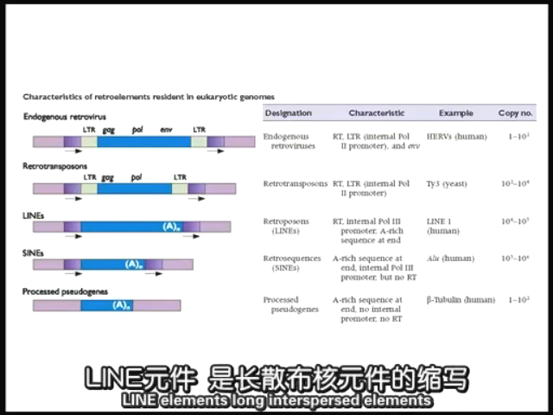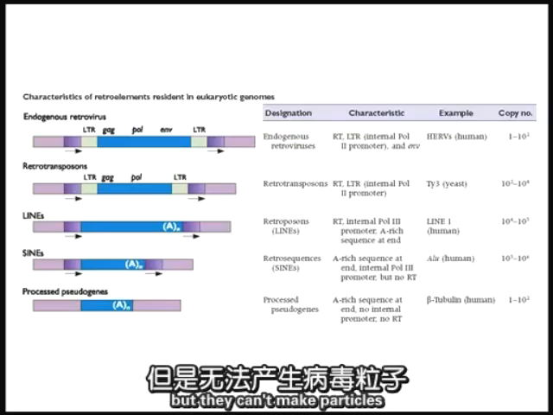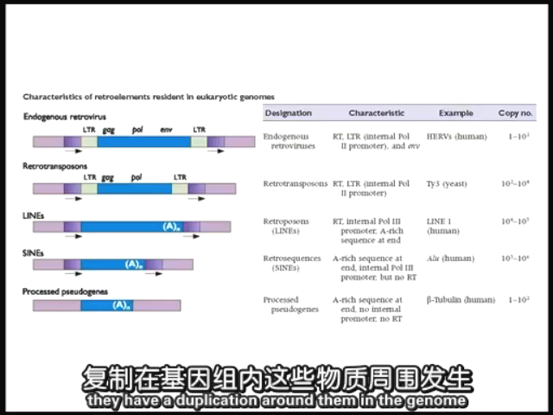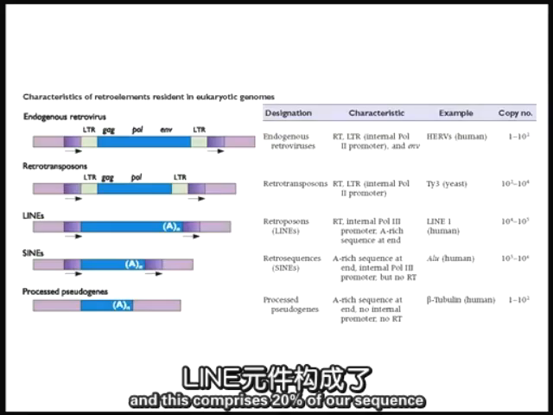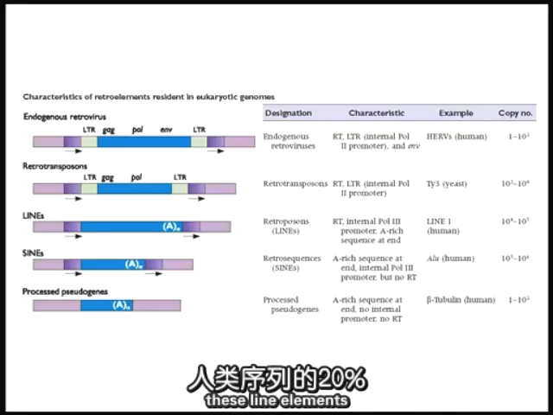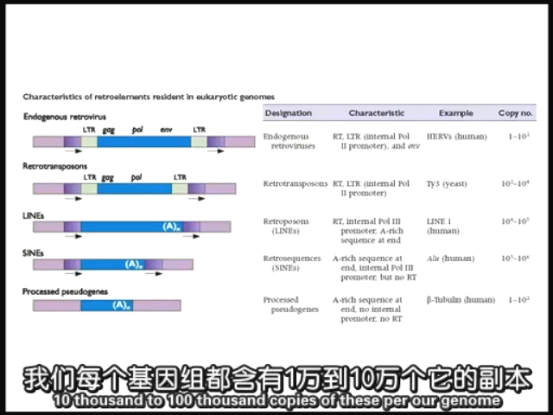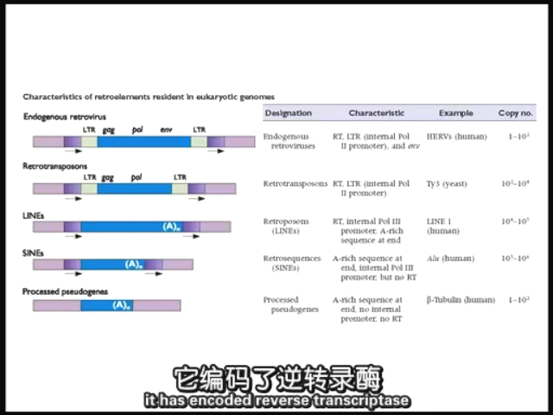LINE elements, long interspersed elements, they have homology to retroviruses, but they can't make particles. They have a reverse transcriptase, and they have a poly-A sequence at one end. They have a duplication around them in the genome, which tells you that it's a retroviral integration. And this comprises 20% of our sequence, these LINE elements. And the best studied one is LINE-1, which is human, 10,000 to 100,000 copies of these per our genome. And these can jump around, by the way, because if an mRNA is made for this, it encodes reverse transcriptase.